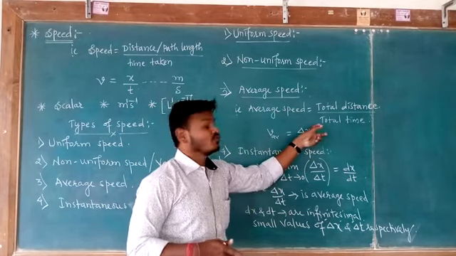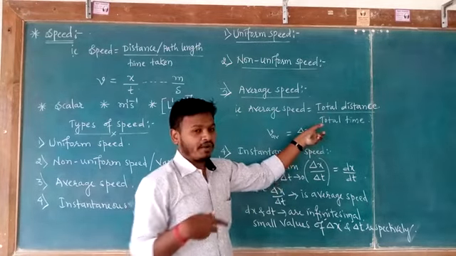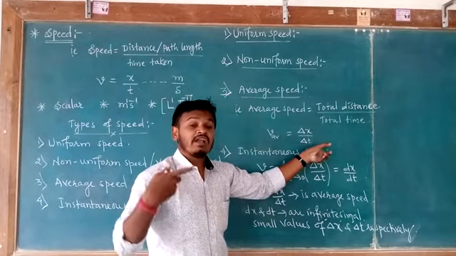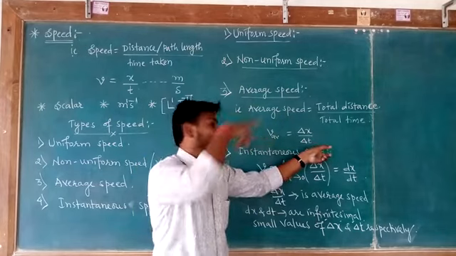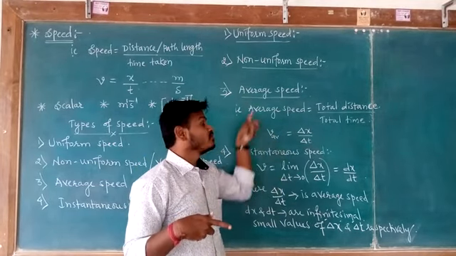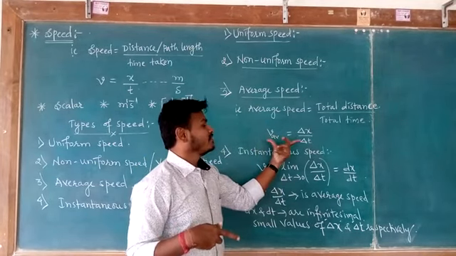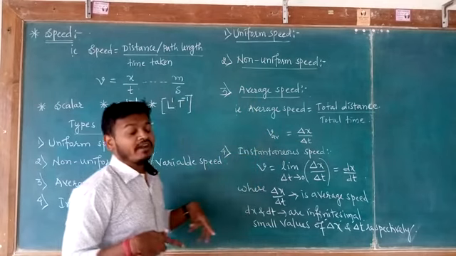Where delta x is what? Total distance traveled by a body. Delta t is what? Total time taken by a body to cover that distance. And v_av is what? Average speed of a body. And with the help of this equation, we can easily calculate the average speed of a body.